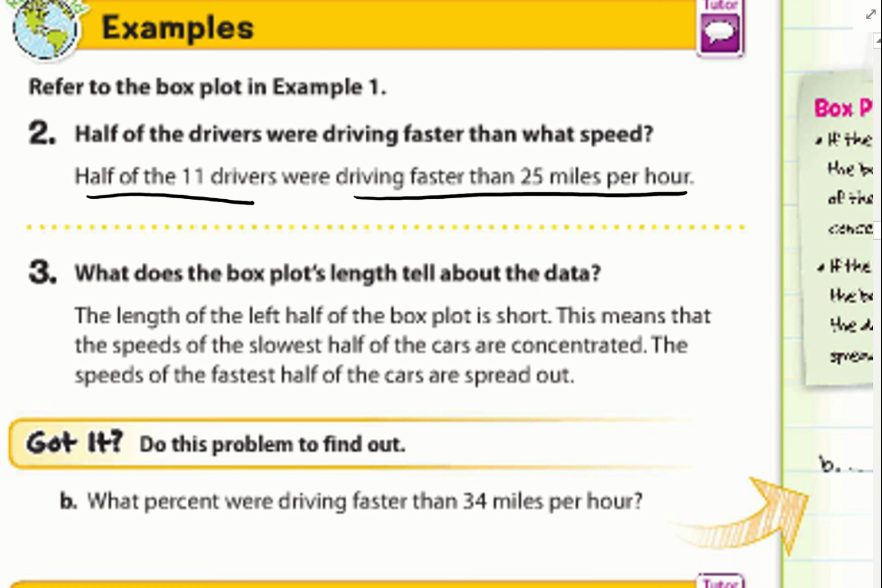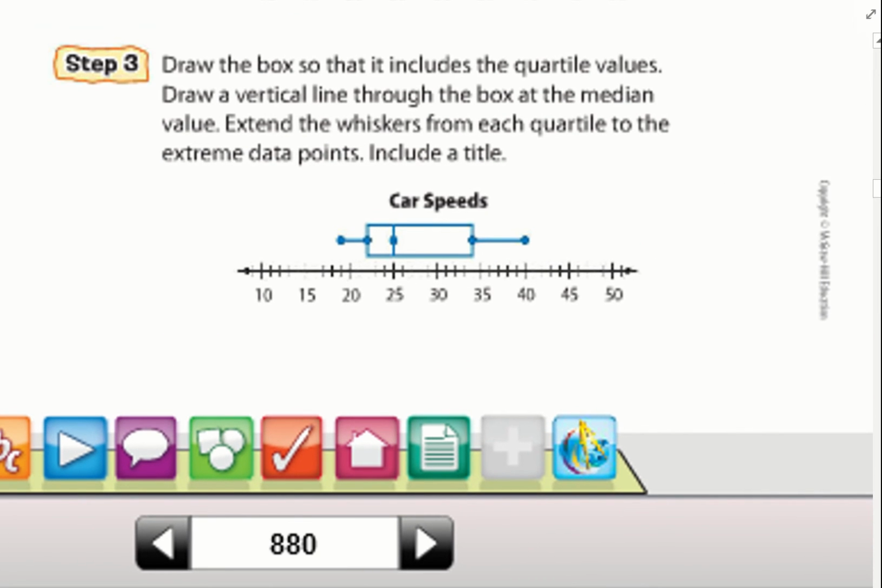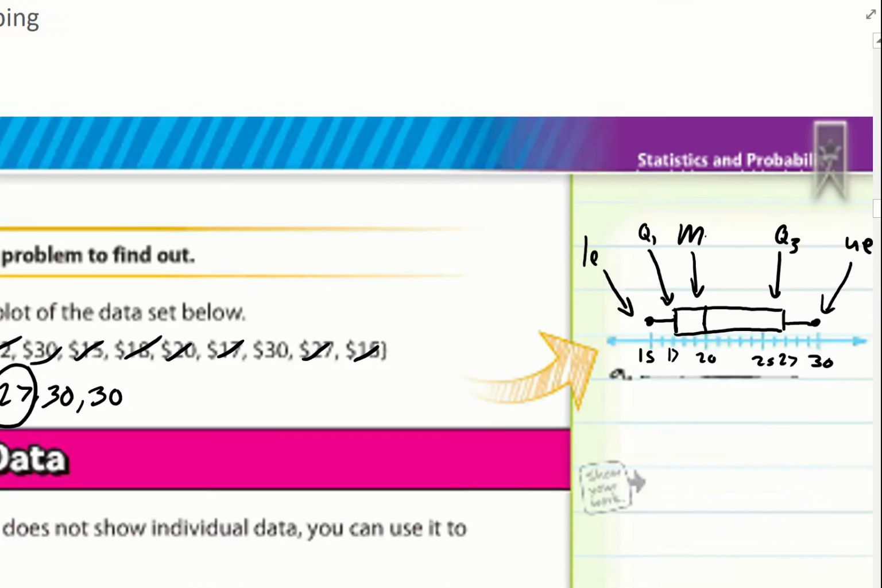So number 3, what does the box plot's length tell about the data? If we look at the length, the first 25% and then the next 25%, the first 50% is very close together. And if you look at the remaining 50%, it is more spread out. The yellow and blue, that's my first 50%. See how small those are? And my green and purple, this is my remaining 50%. That's the data that is more spread out.